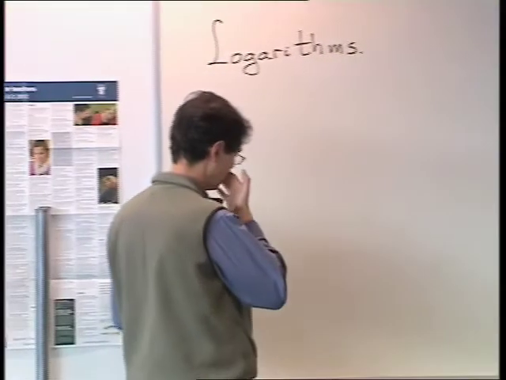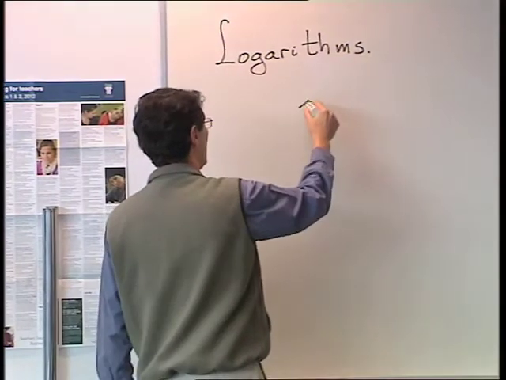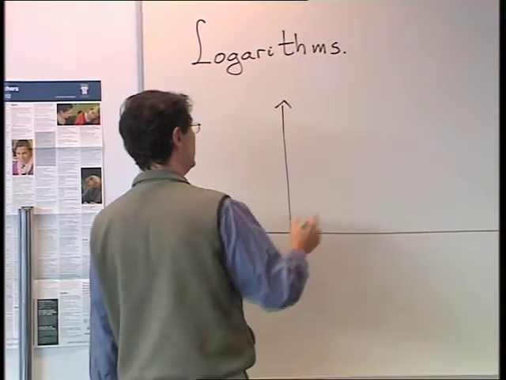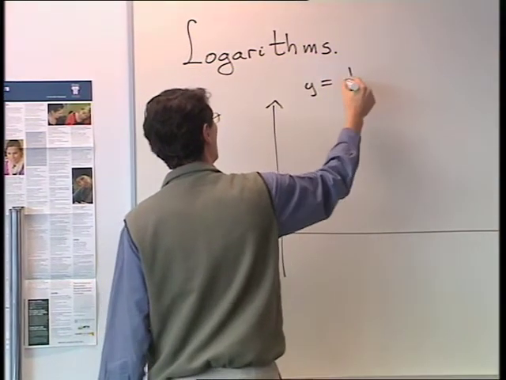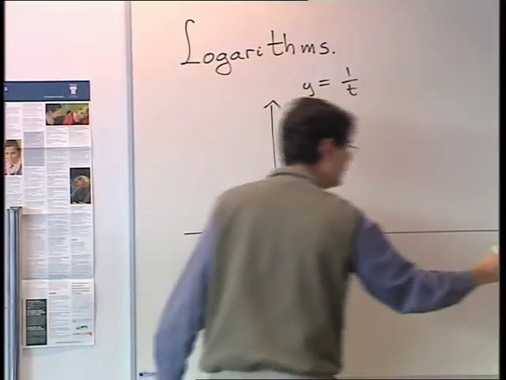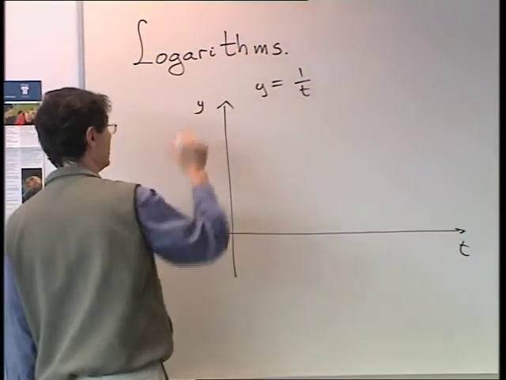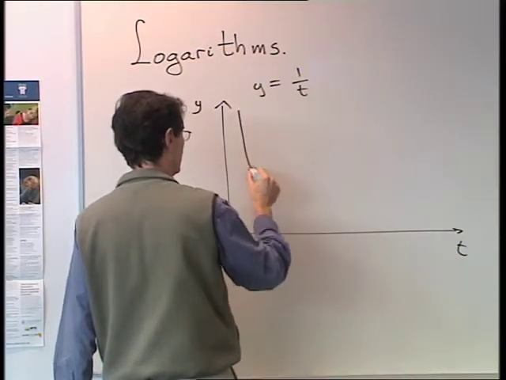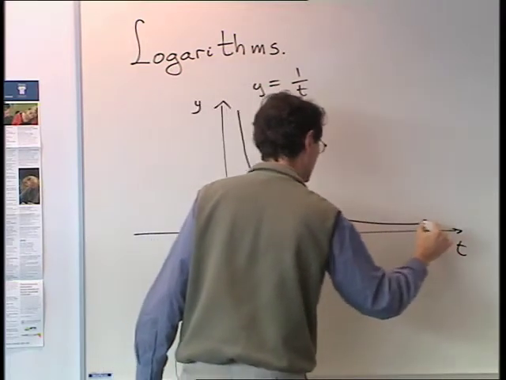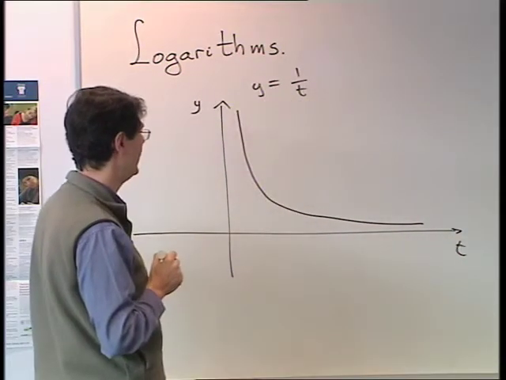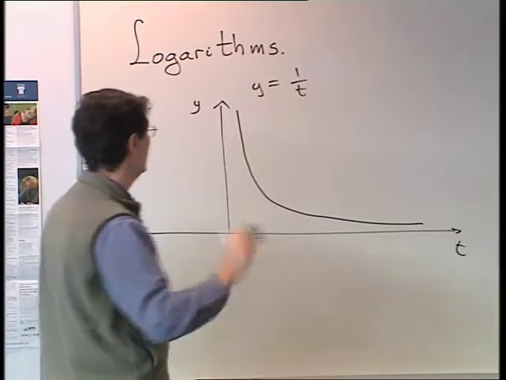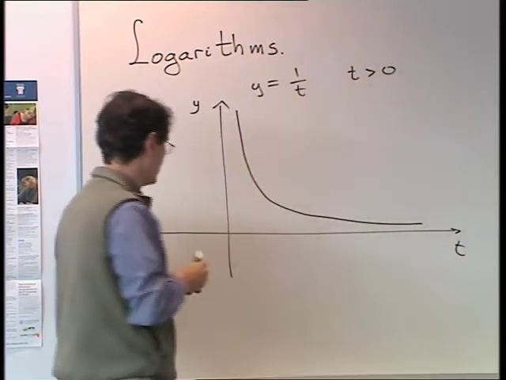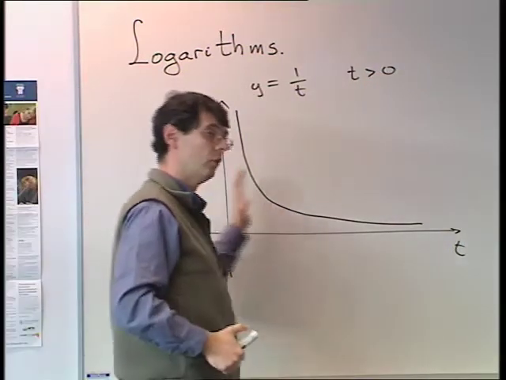So here's the deal. I'm going to draw the function y equals 1 on t. This is t here. This is y here. I'm not using the letter x for a reason. And there you go. This is the graph of y equals 1 on t. And I'm only doing that for t positive. I could do it for t negative, but at the moment, let's consider t positive only.